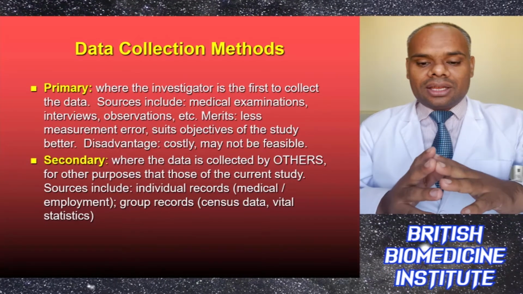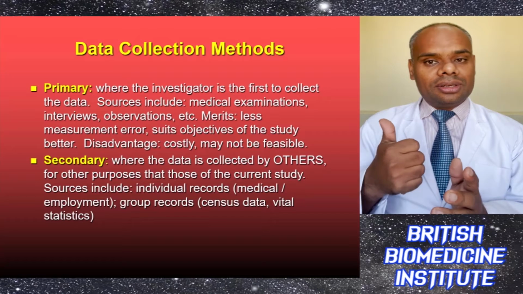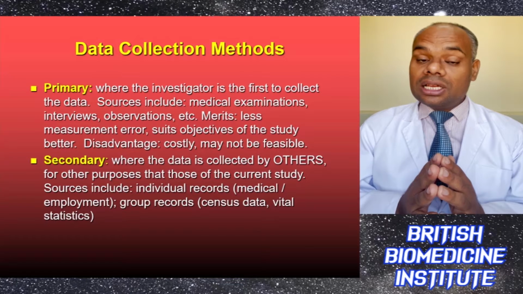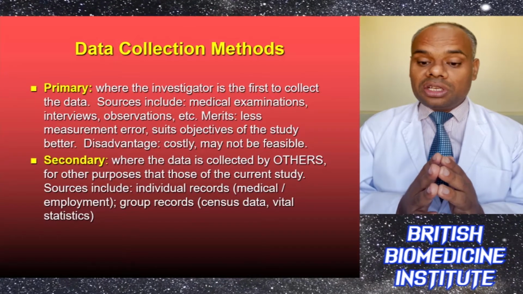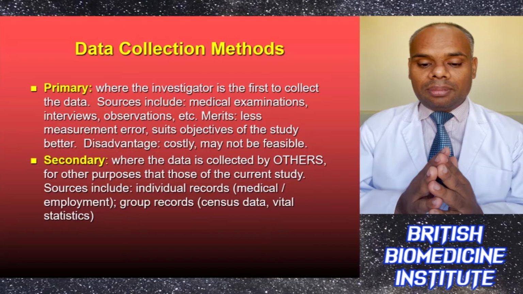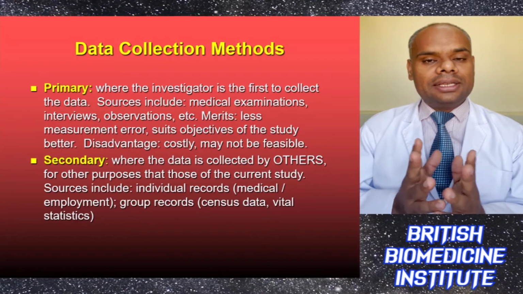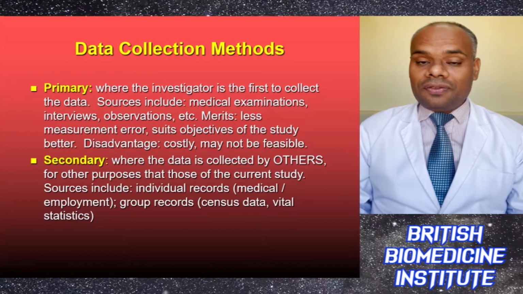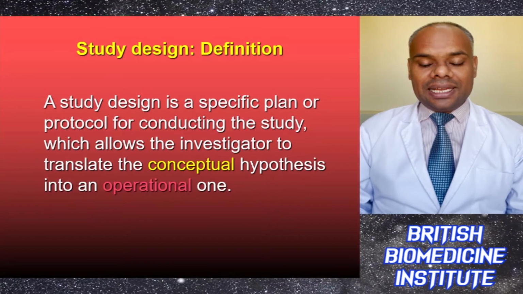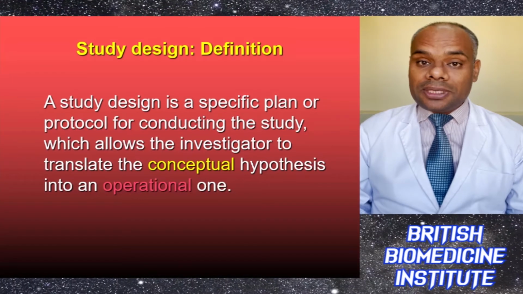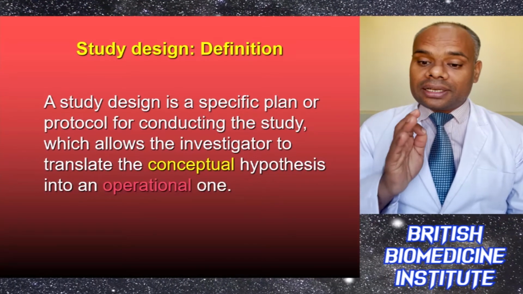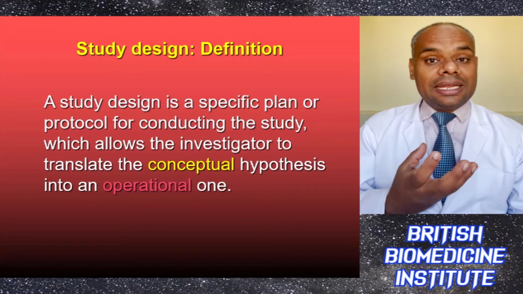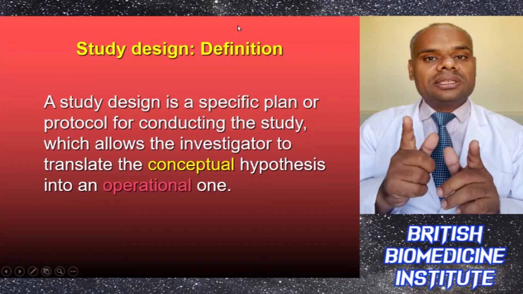Whereas in secondary data, the data is collected by others for purposes other than those of the current study. It is mainly suitable for individual records like medical records, or group data like census data or vital statistics. The basic definition of study design is that a study design is a specific plan or protocol for conducting the study, which allows the principal investigator to translate the conceptual hypothesis into an operational one.